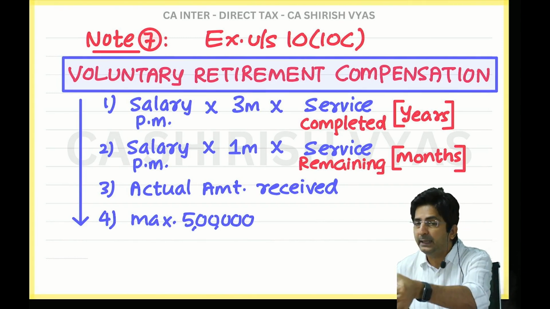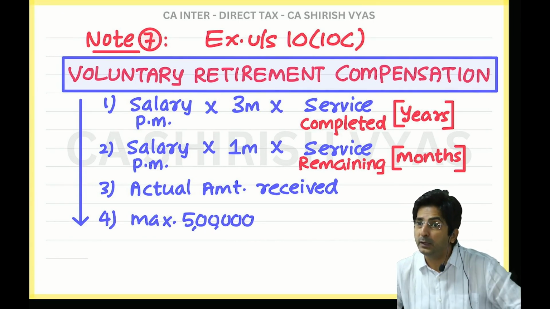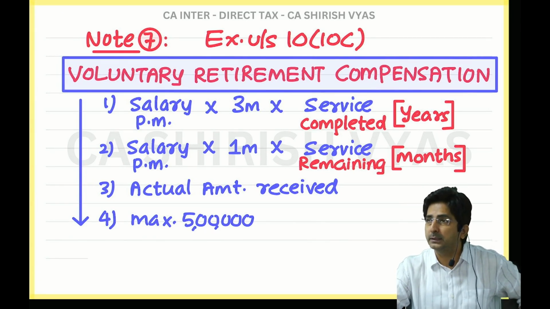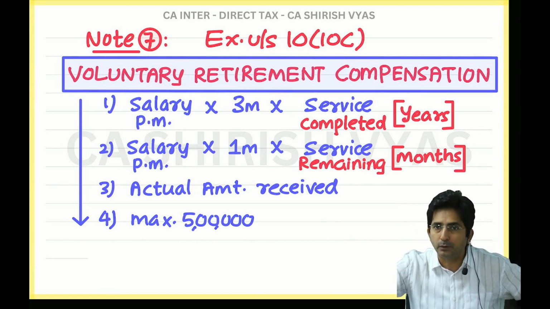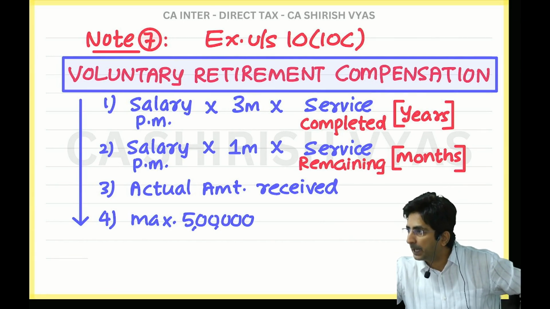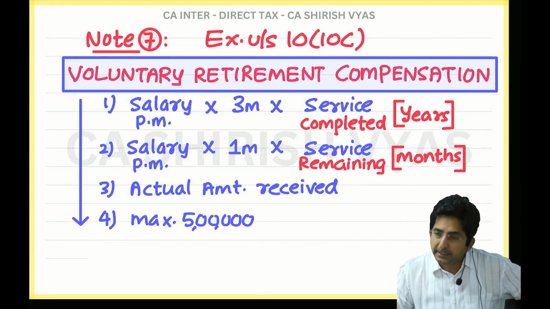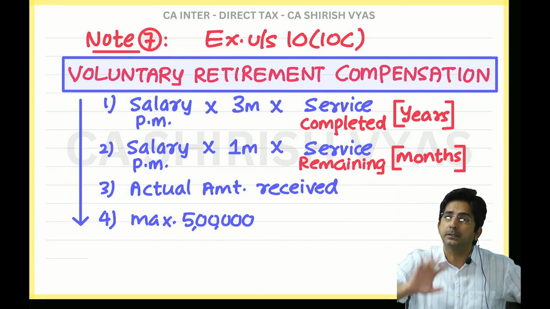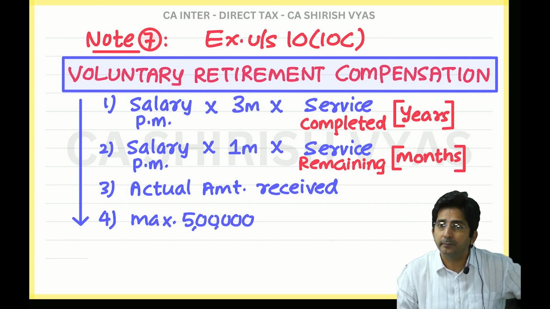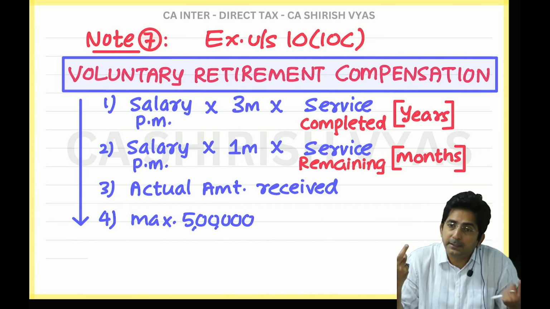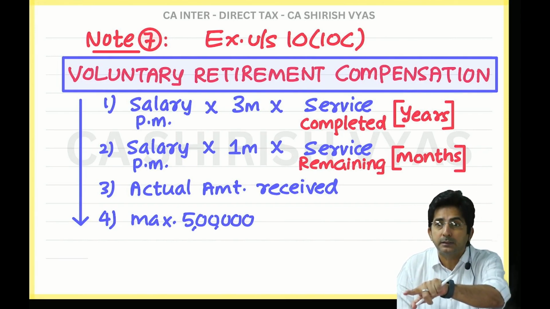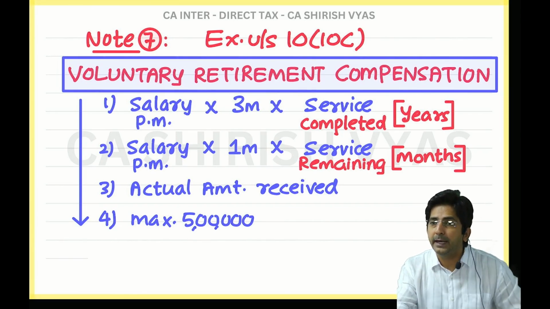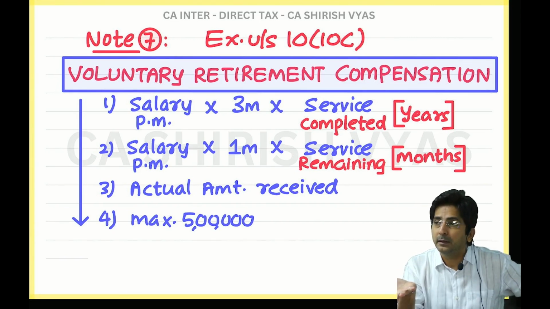If an employee is asked to leave the job before his age, like if the employee's retirement age was 60 years, you know in every company there is an age when you have to retire. So let's assume in your company the retirement age was 60 years and in VRS you have to leave at 52 years of age. So how much service was remaining? At 60 years anyway you had to retire, but in the name of VRS you have to leave at 52. So what was the service remaining? 8 years. 8 years means how many months? 8 into 12, 96 months.